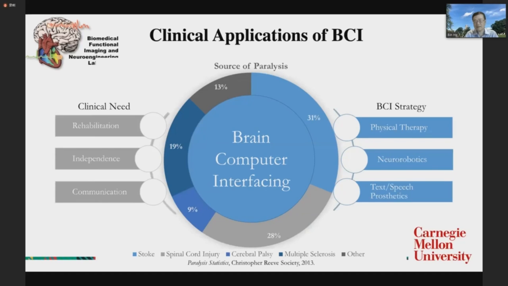This is a rough estimate based on information available, which is a few years old, showing the different sources of paralyzed patients. You can see the top two are essentially spinal cord injury and stroke. These two diseases occupy about 60% of the patients, plus some other diseases as well. There is a clinical need to do rehabilitation of the patient, to help the patient be independent, and to help the patient communicate. BCI can be used for physical therapy, BCI could be used to develop neurorobotics, or BCI could help with text and speech prosthesis.